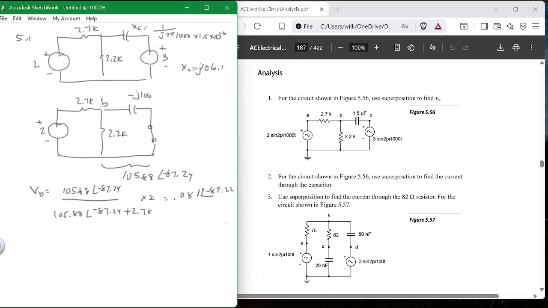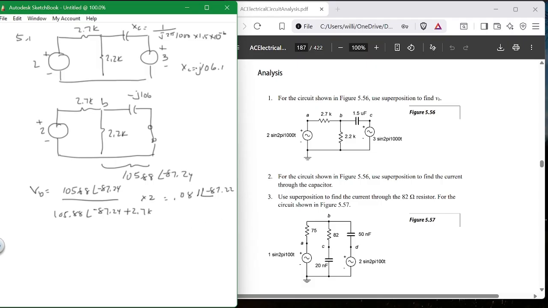This is valid. I mean, you say we won't use superposition, but I'll ask a question probably like this. Okay, did you get it? Yeah, no, maybe? Okay, good. You got to be able to do this, right? That's VB from the left source.